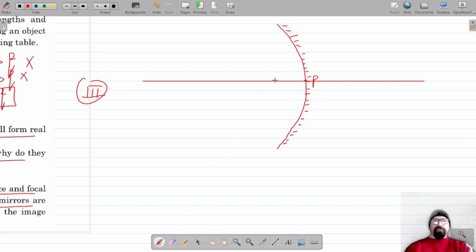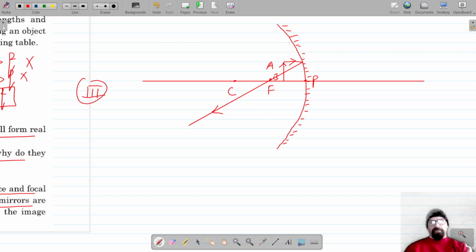Let's say this is the focus and this is the center of curvature. So this is the focus. Now the object is placed between the focus and the pole of the mirror. So this is where the object is placed, and the object is denoted as AB. Now the ray of light that goes parallel to the principal axis will go through the principal focus.